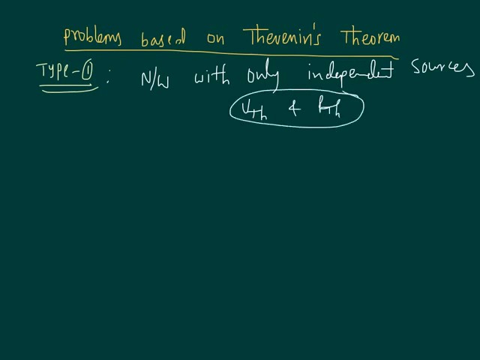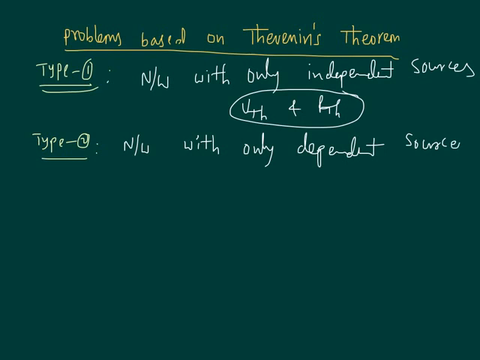Okay, and then type 2, network with only dependent sources. Dependent sources means there is no independent source, that's why there won't be VTH. So for this VTH equal to 0, it is default, and we have to calculate RTH by applying a test charge. So that is V test by 1 amp. Later we will discuss in detail about this.